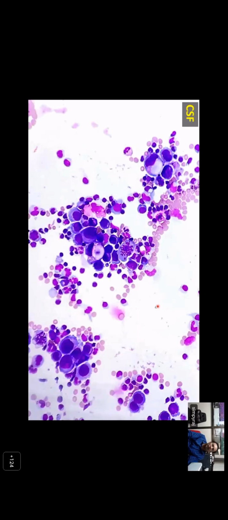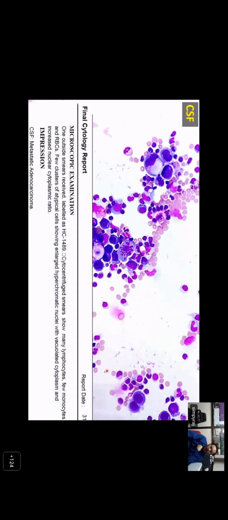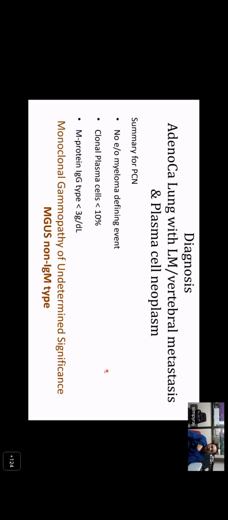So probably we are dealing with this: the patient's CSF also had involvement from the lung. You can see the CSF has tumor adenocarcinoma cells, which explains why the patient has CNS symptoms. So it was CSF involvement by metastatic adenocarcinoma. That's why the patient has these symptoms. But the M protein and the plasma cells were just because of monoclonal gammopathy of undetermined significance, and it was non-IgM type. It was IgG type, right?